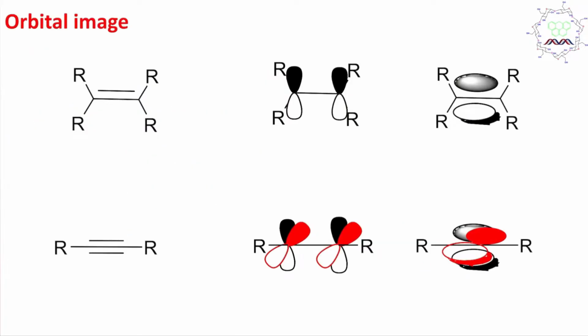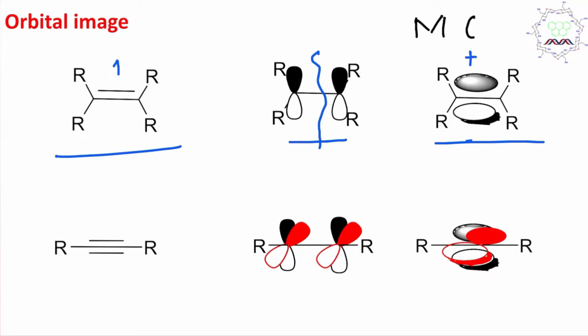Let's start. If you look at the alkene and alkyne, their orbitals, this is the simple one, a double bond, and this is the orbital image. This means the two p orbitals do parallel overlap and produce this alkene. The phase is plus and minus, so this is the molecular orbital of this alkene.